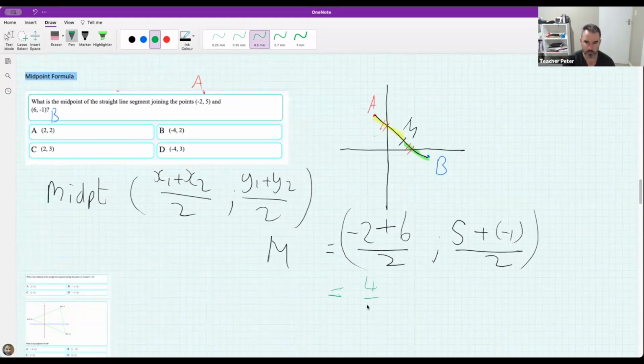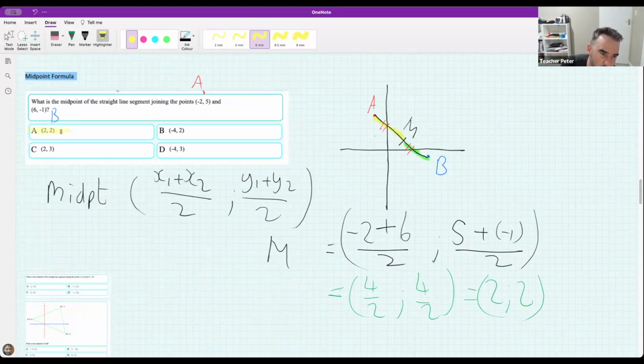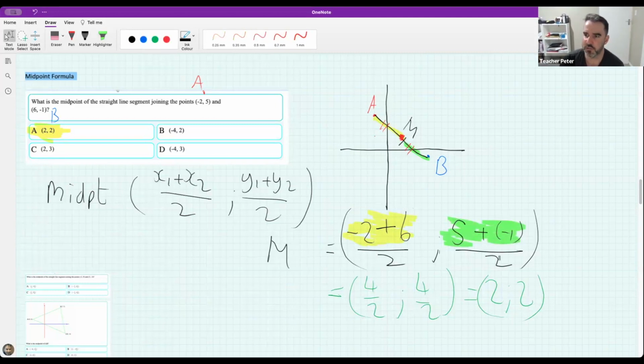-2 plus 6 is 4, so 4 over 2. And then this would also be 4 over 2, which makes me think, is there a 2, 2? And there is indeed. So it's option A, which is the point 2, 2. Visually, if I had to find it, it would be kind of over there, 2 across, 2 up. My scale drawing wasn't too bad. So the answer should be 2, 2. What could have gone wrong? Some people could have got a bit confused by this. -2 plus 6 is +4, so watch out for that. 5 plus -1 is also +4, and so watch out for that.